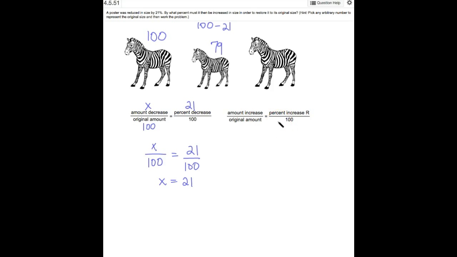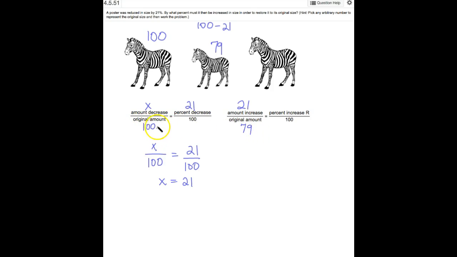And again, we can fill in what we know. We do know in this case the original amount, but we have to be careful. The original amount, we're starting from the smaller picture. So the original amount is actually 79. So the original amount of the small poster where we're starting from right now is 79. We know we're going to increase it by 21 because we want to get to 100, but we don't know what percent that is out of 79. So that's the trick here.